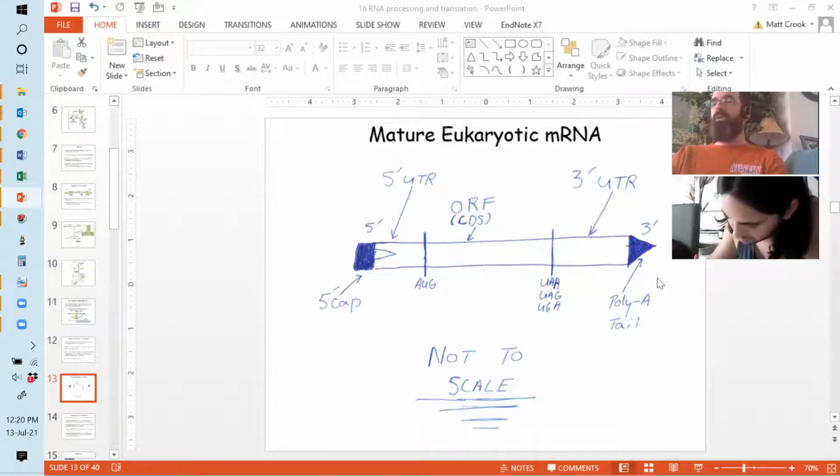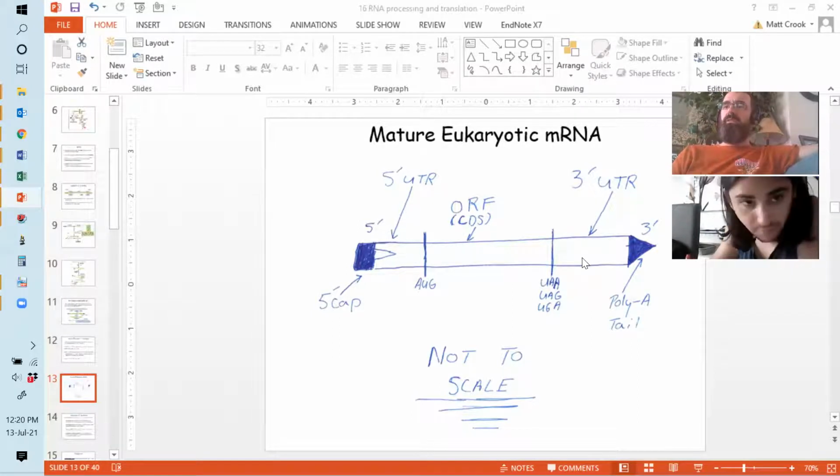Then we have a 3' UTR. This is important for several different things. It's involved partly in translation. It also has a really important role in mRNA stability. We'll talk a little bit about that when we get to control of gene expression in the next section.